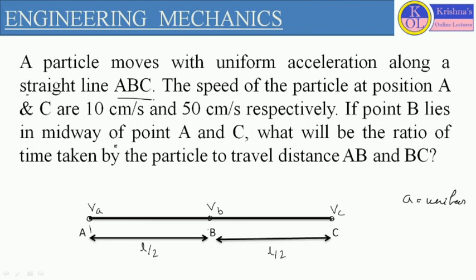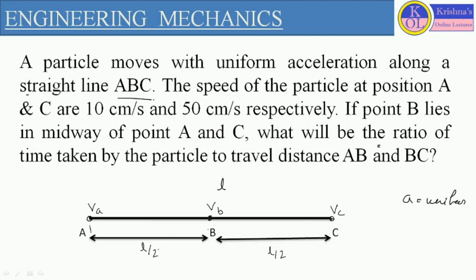If point B lies in midway of point A and C, so this point B is lying at the middle point of this straight or rectilinear path. So here from A, we will consider distance of B as L by 2. If we are considering total distance as L, so this AB distance we will consider L by 2 and this BC distance we will consider L by 2 because this B is placed in the middle.